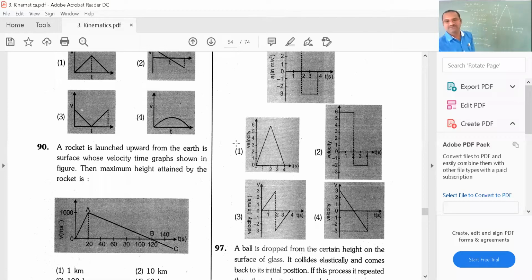Reading graphs is a very important point. Abhay is asking, sir, constant acceleration means uniform velocity? Yes, uniform velocity graph only we know this. But acceleration is constant means velocity is changing in equal intervals of time. The change in velocity is the same in equal intervals of time. That is the meaning of constant acceleration.